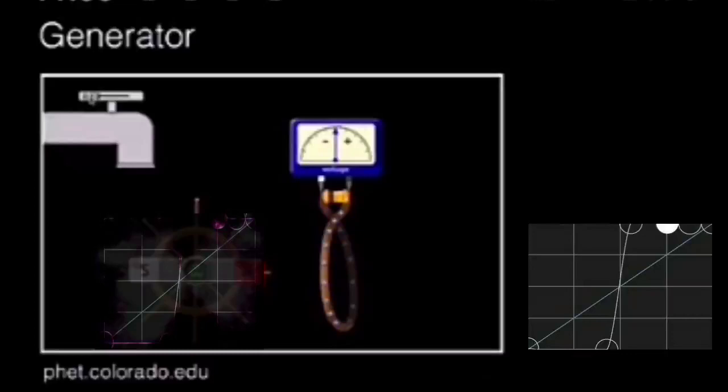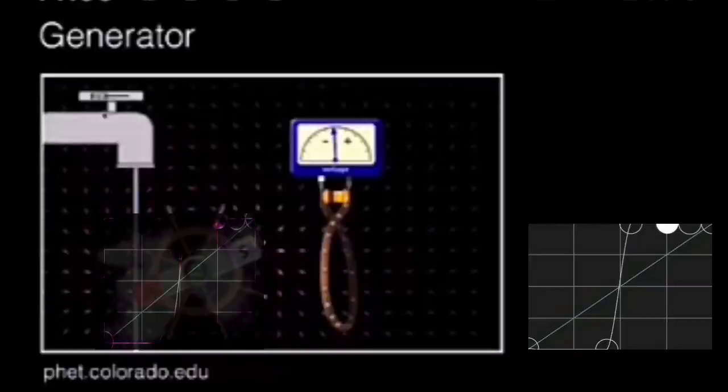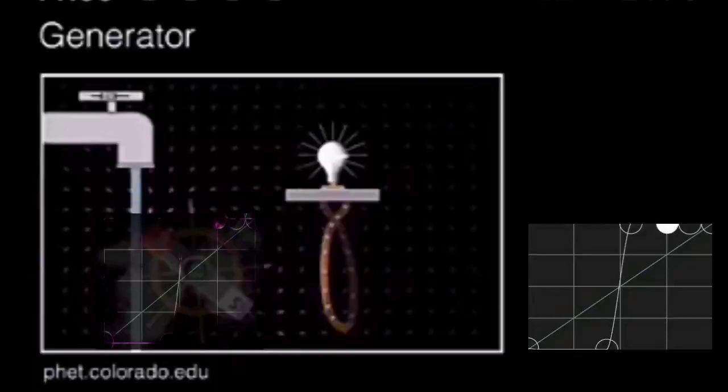As it changes the position of the magnet, it changes the magnetic field. You can see the magnetic field lines are changing. So I'm starting to get a little bit of current. What happens if I increase the speed of that water? I'm getting more current. We can even have a light bulb connected to it. So now I'm starting to get usable energy.